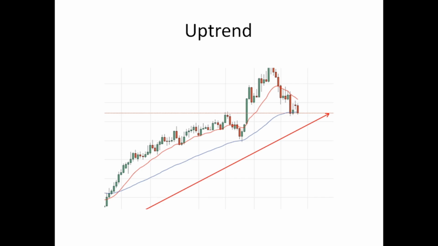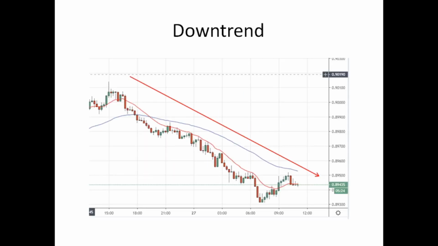So the first one here is an uptrend, and as you can see, the right hand side of the screen is higher than the left hand side, and it's typically moving in an upwards fashion. The next image is a downtrend, and as you can see, the right hand side of the chart is actually lower than the left hand side of the chart. You can even see the price, which is actually highlighted here.